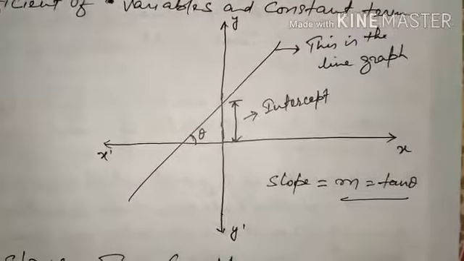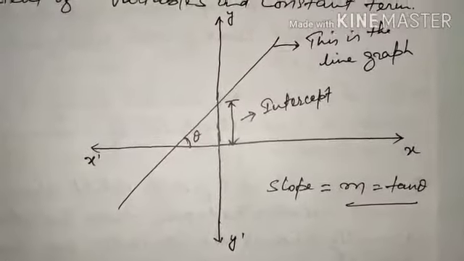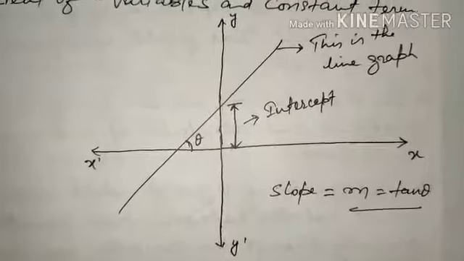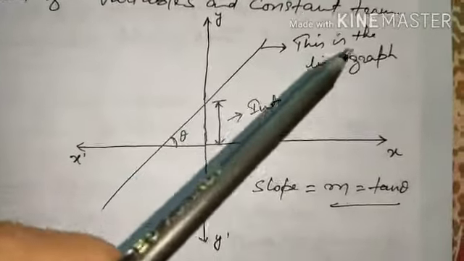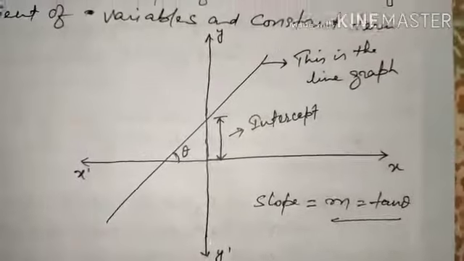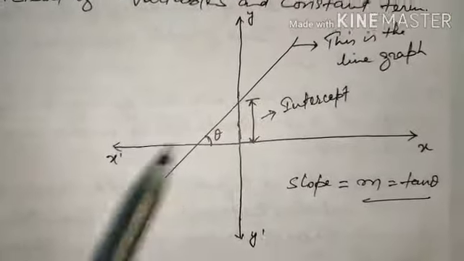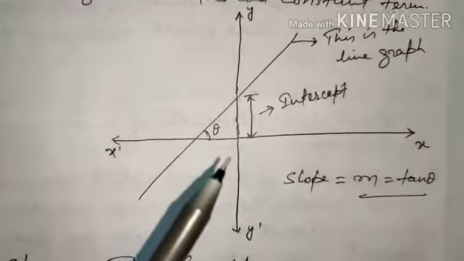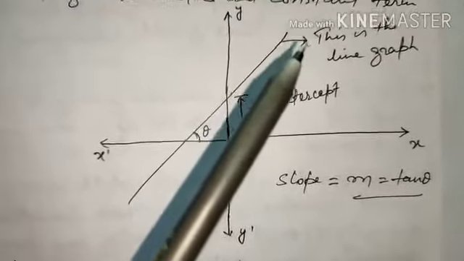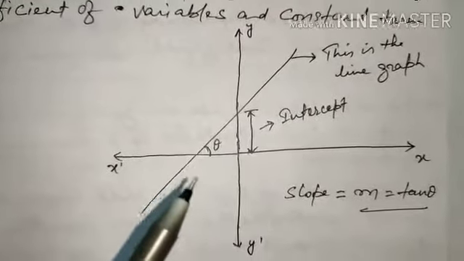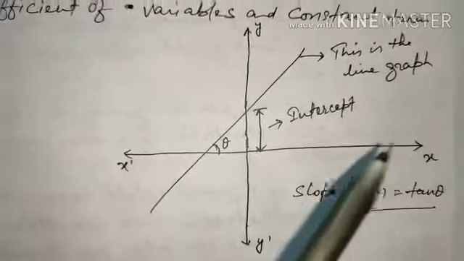Now, what is the slope and what is the intercept? I just used one of the graphs to help you understand this. You can see here, this is the line graph, and this is the coordinate system we are using, the xy coordinate system, which we can also call the Cartesian coordinate system. I'm not going to discuss this more because you have already discussed these things in your class 8. So this is a line graph, and it is making an angle theta with the positive x-axis.